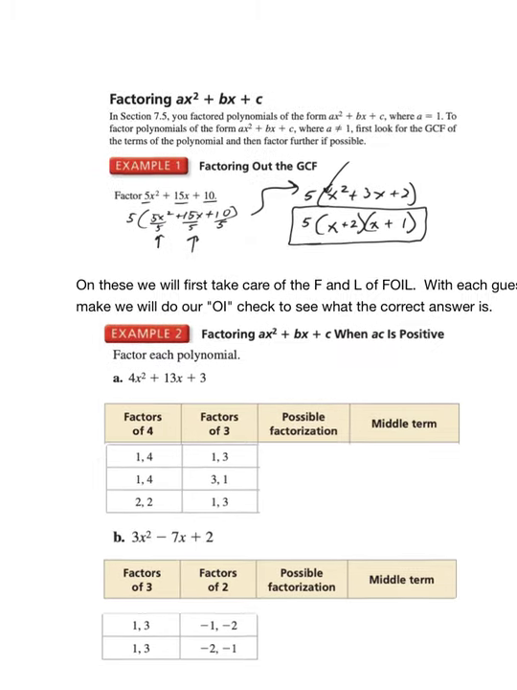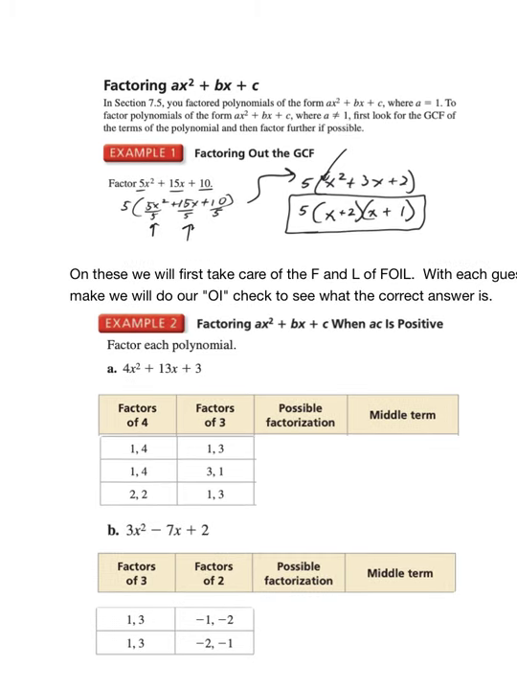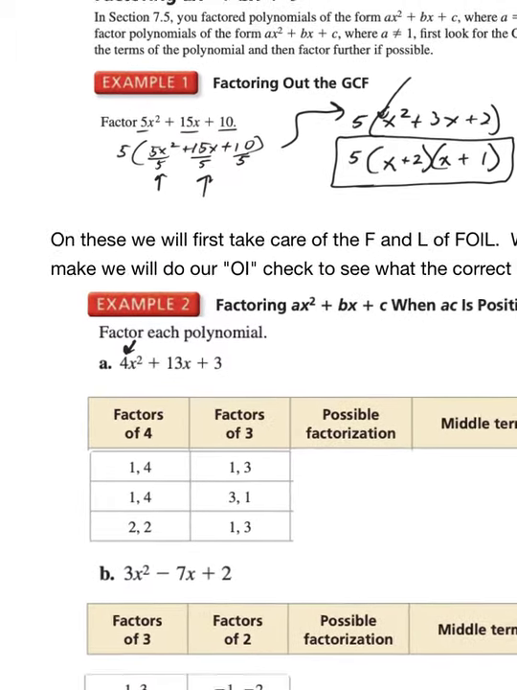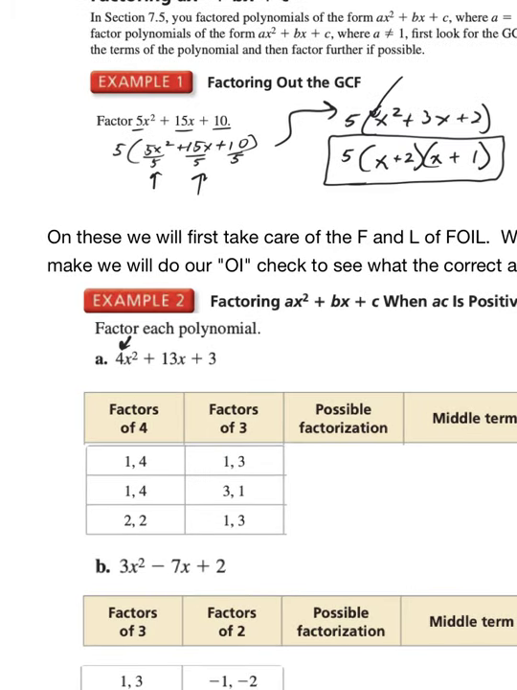Okay, so example 2. In example 2, there is a coefficient on the lead term, which is going to make this a little bit different. It's not going to be the multiplies to this, adds up to this thing. What we have to do is remember that the first two terms have to multiply to 4x squared. So how can we do that?